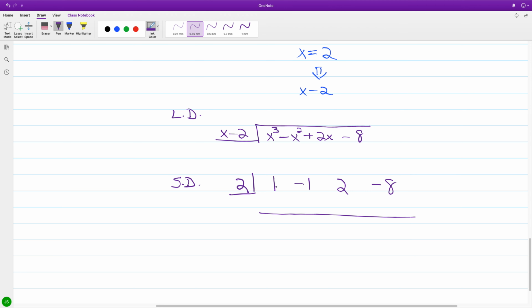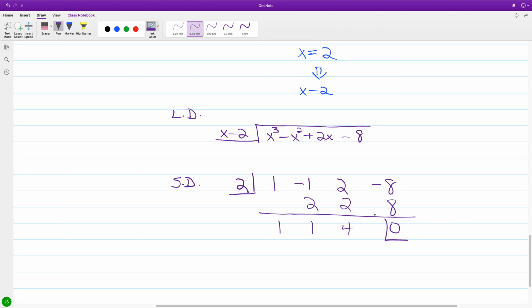With the synthetic division, if I bring down 1, I have 2 times 1 is 2. Then we have negative 1 plus 2 is positive 1. 2 times 1 is 2. 2 plus 2 is 4. 2 times 4 is 8. Negative 8 plus 8 is 0.